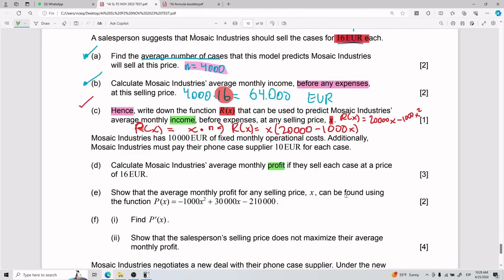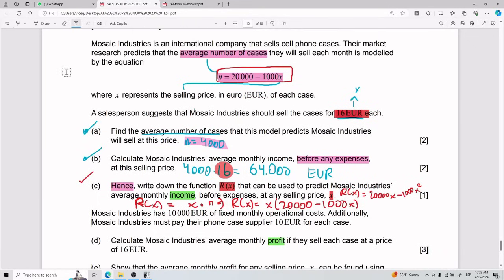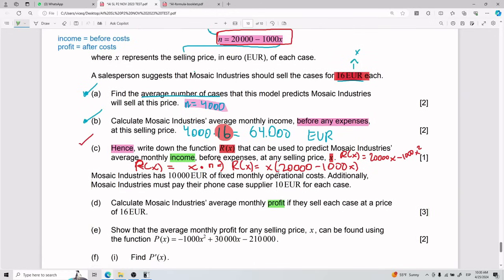So guys, unfortunately, you do need to know the following detail. Income is before costs. Profit is after costs. So it's very easy to have a positive income, but sometimes it's very hard to have positive profit. And so for profit, you need to acknowledge these costs. And they tell you that on the one hand, there's a fixed monthly cost of 10,000. And on the other hand, you need to pay your case supplier 10 euros for each case.